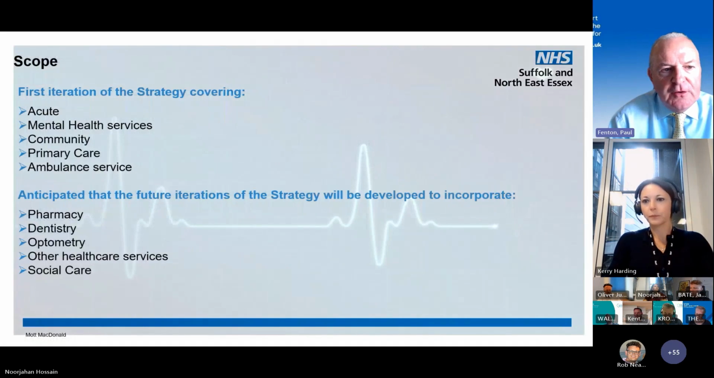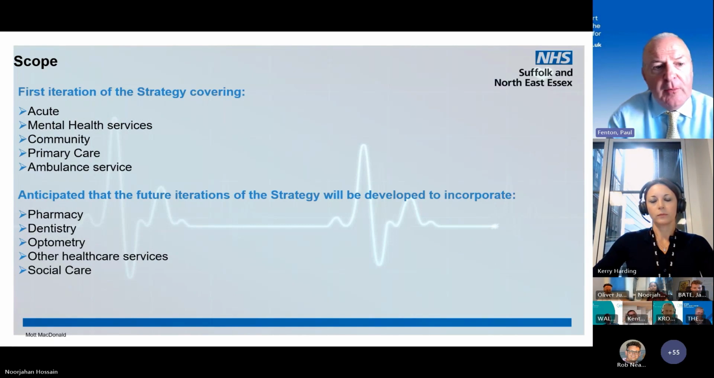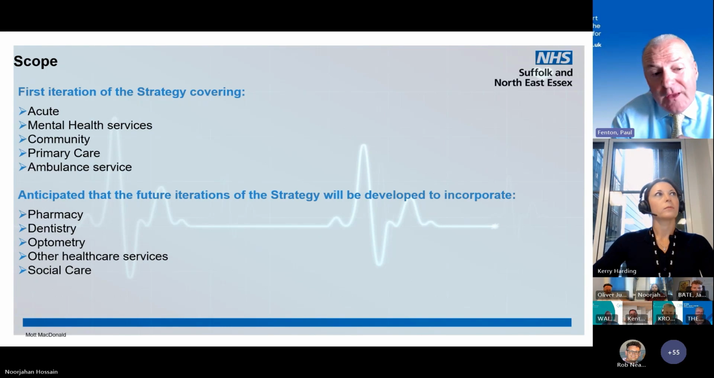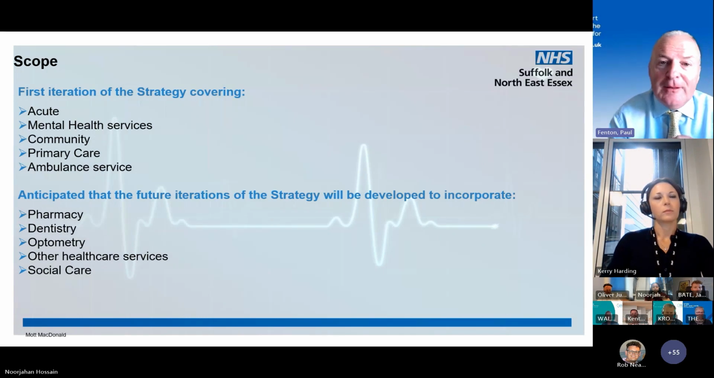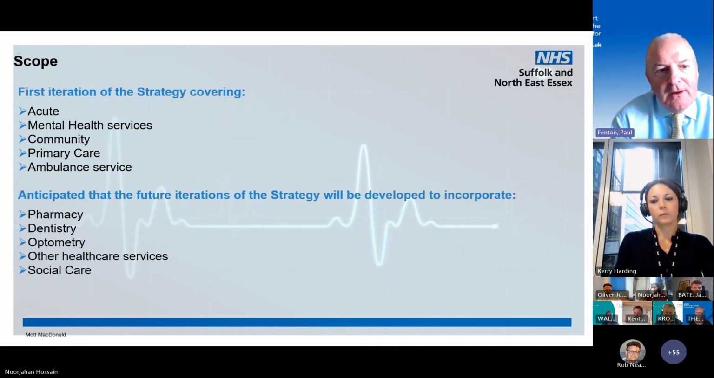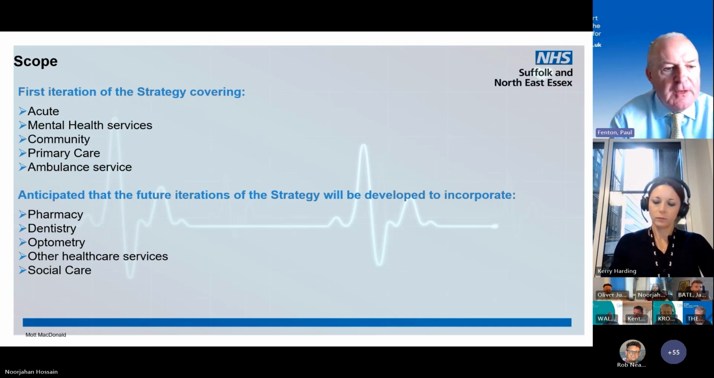So the first iteration of our strategy includes those services: acute, mental health, community, primary care, and the ambulance service. It's anticipated that future iterations will include the services you can see on the screen. I think some of those are going to be relatively easy to capture. I think the social care element and public health element is going to be quite difficult to capture, but that is where we are, I guess, setting our goals for the next couple of years in a number of iterations to our final version. Next slide, please.